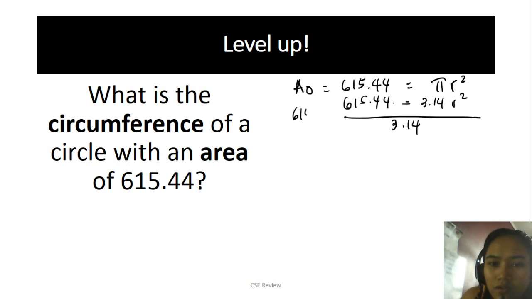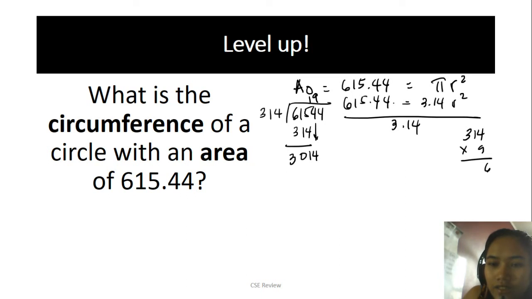Okay, so 61544 divided by 314. It's going to give us, bitin siya sa dalawa, so isa lang. Okay, 314. It's going to give you 3014 kasi bababa natin yung isang 4 doon. Okay? Again, bitin to sa 10 kasi 3,140 yung 10. So, gagawin natin 9. 314 times 9: 9, 18, 27, 36. 3, you have 12, 9, 18, 27, 28. So, 2, 8, 2, 6.